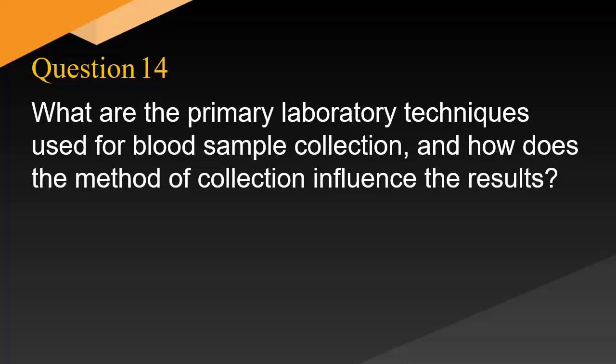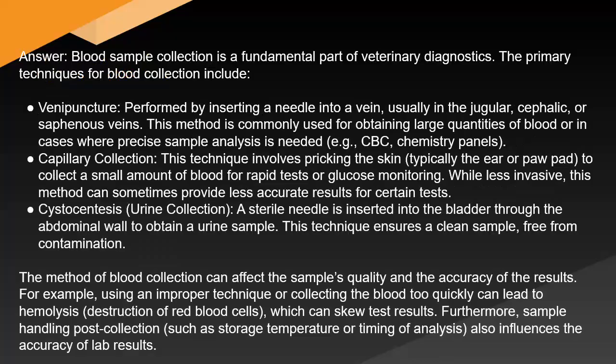What are the primary laboratory techniques used for blood sample collection, and how does the method of collection influence the results? Answer: blood sample collection is a fundamental part of veterinary diagnostics. The primary techniques for blood collection include venipuncture, performed by inserting a needle into a vein, usually in the jugular, cephalic, or saphenous veins. This method is commonly used for obtaining large quantities of blood or in cases where precise sample analysis is needed, e.g. CBC, chemistry panels.